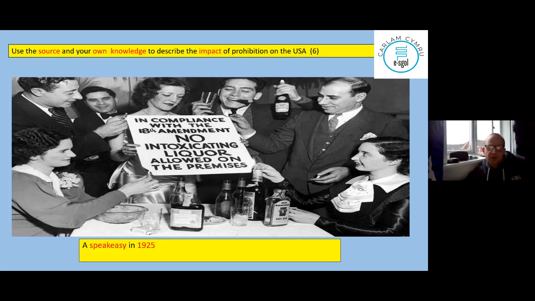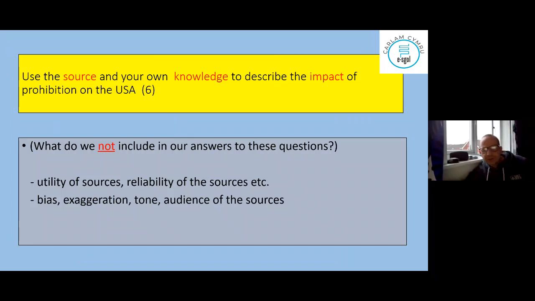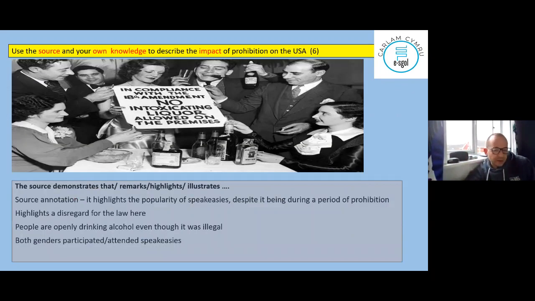So if we just walk into this question, for example, what I will pick out is what to not include. A silly answer, you might argue, is where the students start discussing, is it useful? Is it reliable? What is the purpose of the source? Is it biased? Is it exaggerating? What is the intended audience? Well, quite frankly, that's irrelevant for this question. It's asking you, what do you know from the source and from your own knowledge? So a few aspects we could discuss.